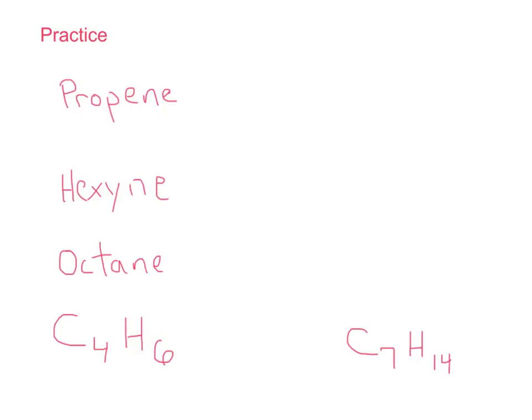We have propene. Prop is the prefix for 3, so I know it's C3. And ene means it is going to be the 2n multiplier for the H. So it's just going to be C3H6. It's a double bond.